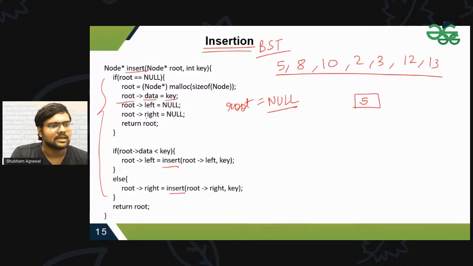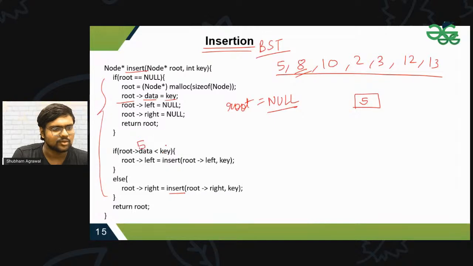Okay, now when we insert 8, here root is not null, again the root is passed, so root is not null now. So root's data will be compared. Root's data is 5, and 5 is less than key, because the key is 8. So root data is 5 and key is 8.